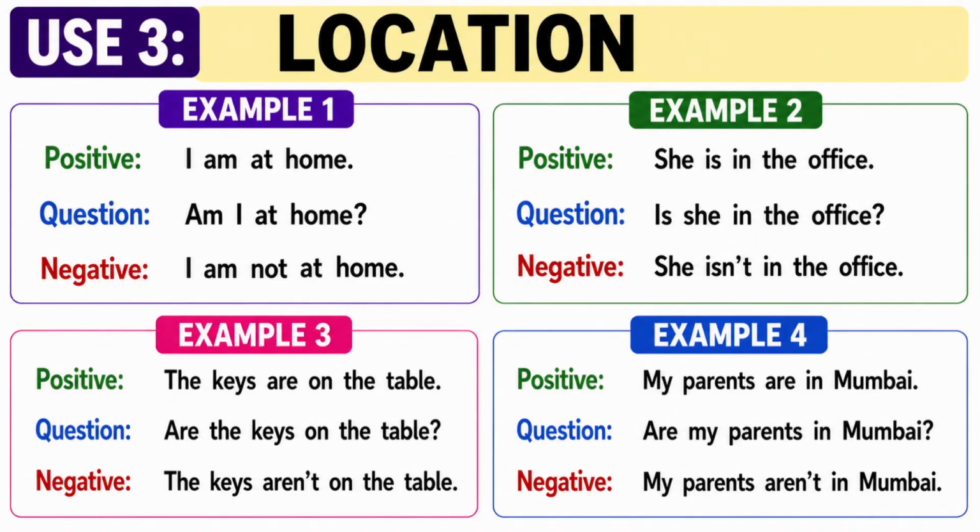Example 3. Positive. The keys are on the table. Question. Are the keys on the table? Negative. The keys aren't on the table. Example 4. Positive. My parents are in Mumbai. Question. Are my parents in Mumbai? Negative. My parents aren't in Mumbai.